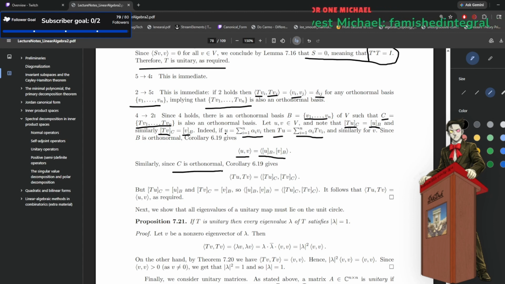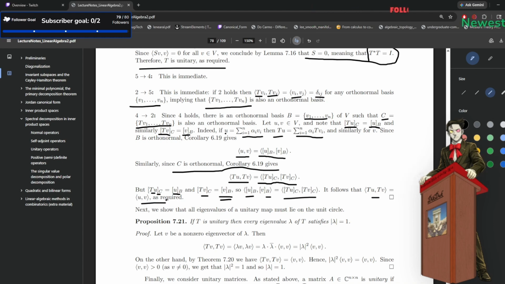Similarly, since c is orthonormal, Corollary 6.19 gives the inner product of Tu and Tv is equal to Tu in the basis c, inner product with Tv in the basis c. But Tu in the basis c equals u in the basis b, and Tv in the basis c equals v in the basis b. Right? For those of you who are catching this, since you have Tu in the basis c, we're going to trace back to some item which is in the orthonormal basis. Tv in the basis c is going to be v in the basis b as well. So u in the basis b, which is the same as Tu in the basis c, and v in the basis b, which is Tv in the basis c, as just shown, it follows that the inner product of Tu and Tv is equal to the inner product of u and v, as required.